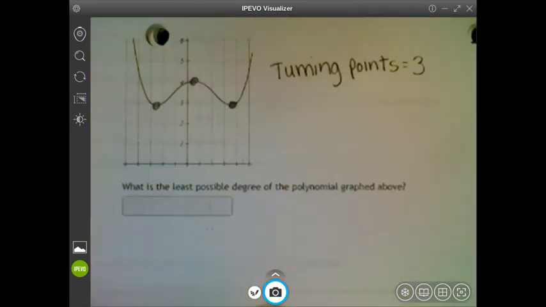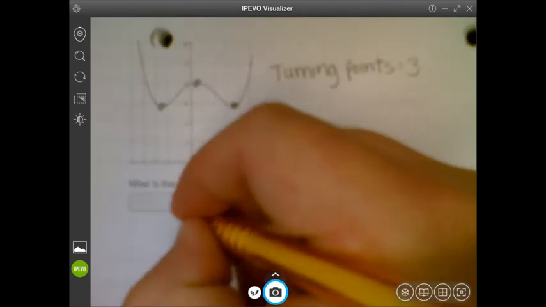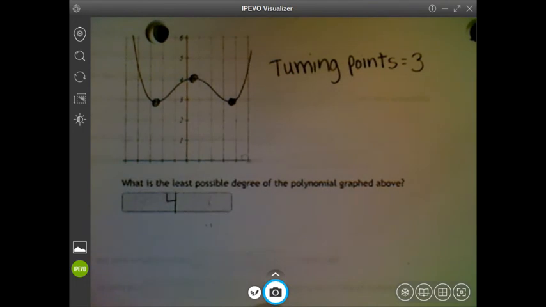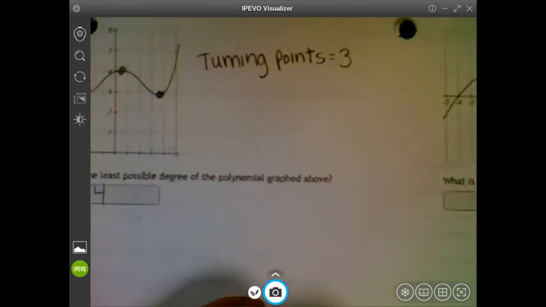So there are 3 turning points, which means the degree has to be one more than that. So the least possible degree of this polynomial is a degree 4. It could be higher. We're not 100% sure, but the least possible degree is degree 4, the turning points plus 1. So degree minus 1 is turning points, or turning points plus 1 is the degree.